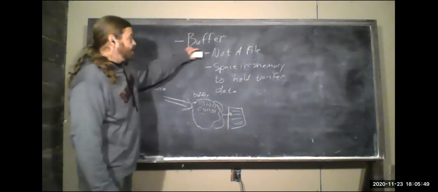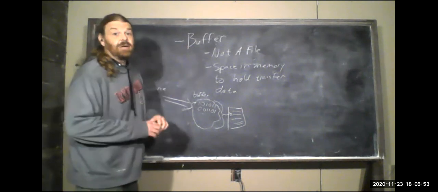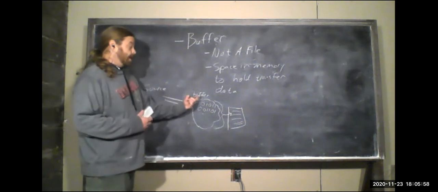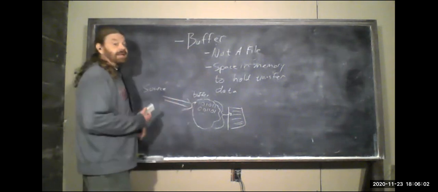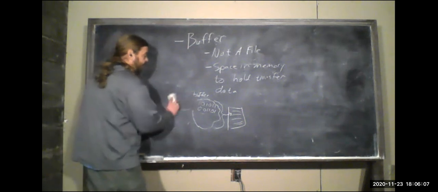But the big thing at this point is a buffer is just a space to hold things. It's never an actual file. So it's all in volatile memory. So we could still lose the data that is in the buffer. That was one of the things on there.